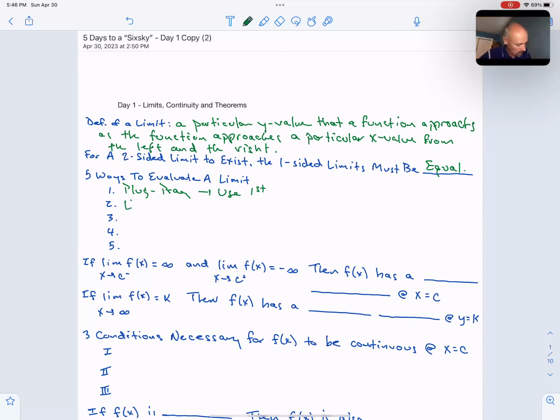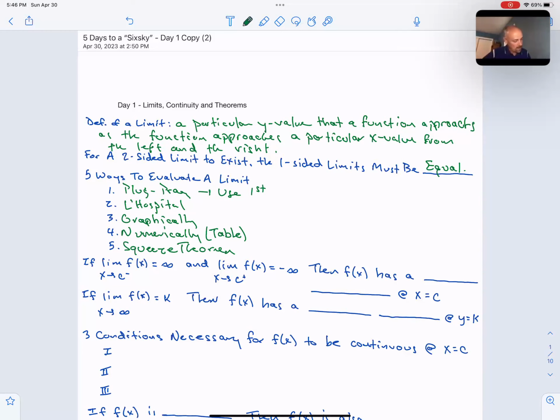Second way to evaluate a limit, L'Hopital. So again, if you plug and pray and you get indeterminate form, I go straight to L'Hopital. Third way, graphically, looking at the graph of a function or an expression. Fourth way, numerically, using a table. And the fifth way, everybody's favorite, squeezy. Okay, 4 and 5 are rarely used, but we know about them.